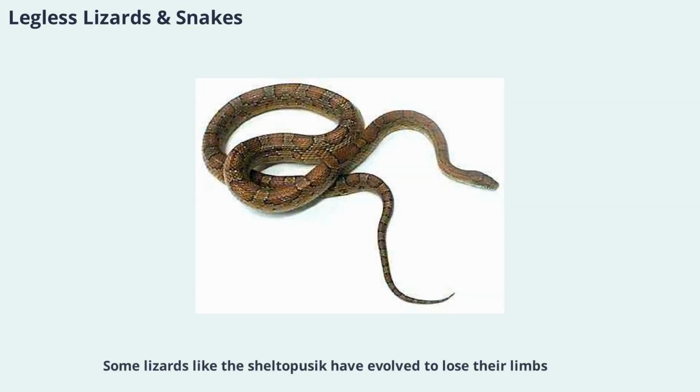Some lizards, like the sheltopusik, have evolved to lose their limbs, resembling snakes in appearance. However, they retain certain lizard features such as external ear openings and multiple rows of ventral scales. Snakes, like the corn snake, are highly specialized for a legless lifestyle with elongated bodies and unique internal anatomy. These examples illustrate the concept of convergent evolution, where unrelated species develop similar traits in response to similar environmental pressures.